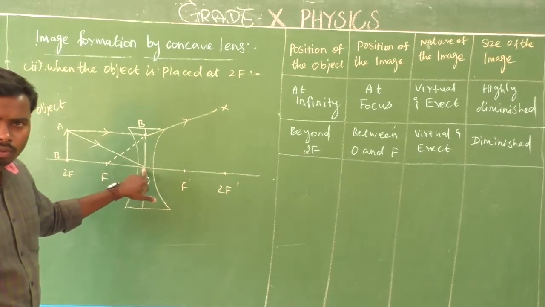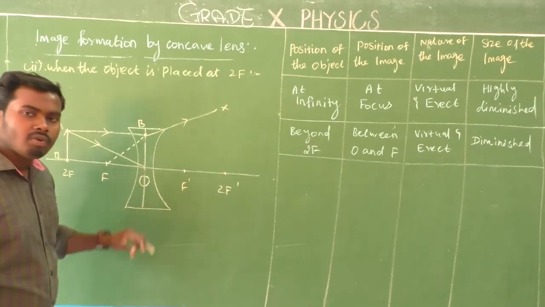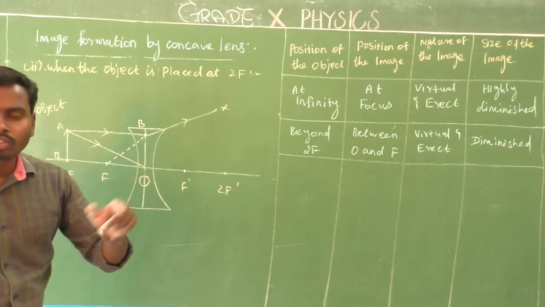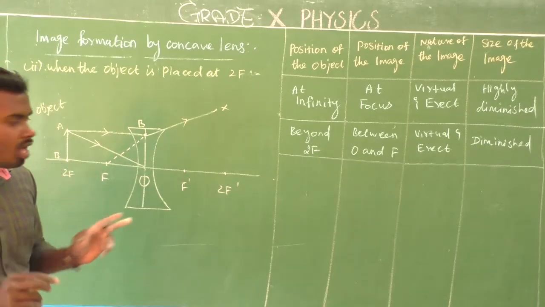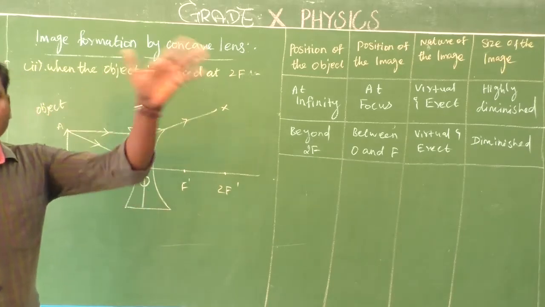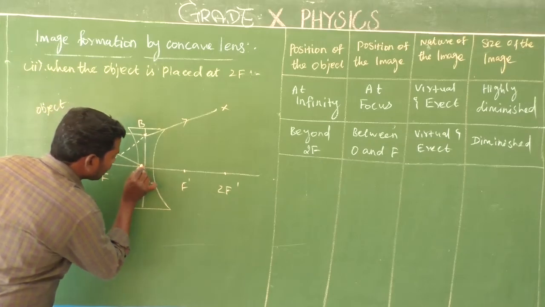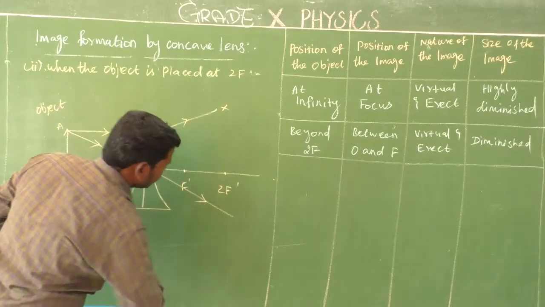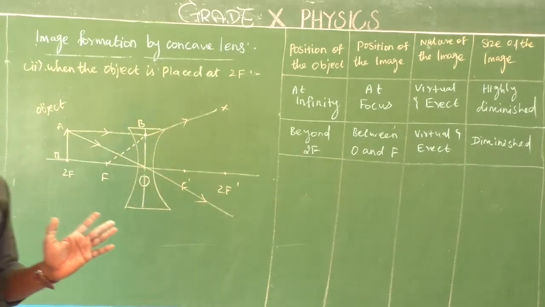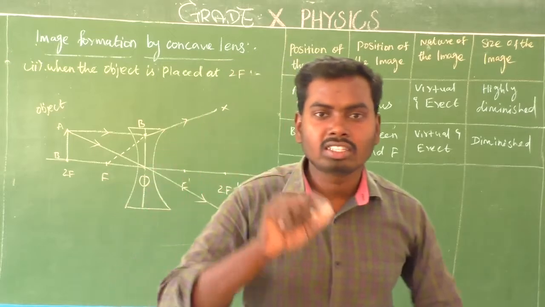So what is the third rule? Whenever a ray of light goes through the optical center O, there will not be any refraction. Light will go in a straight line like this. There will not be any refraction, which means bending of light. That is a rule. Am I right?